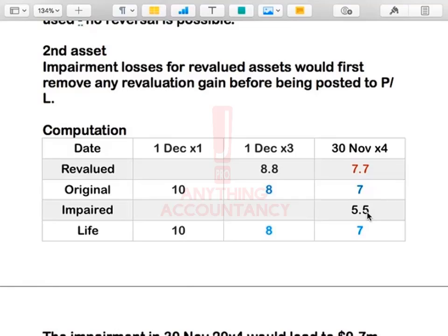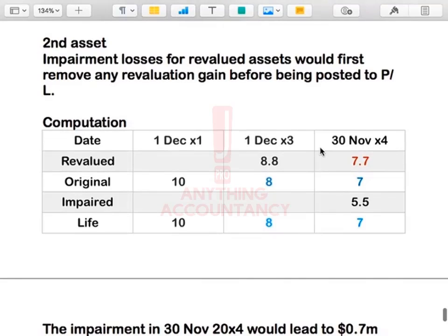The mathematics of it is, you just compare these two. 7.7 to 7. How much is it? 0.7, right? That one goes to reserve. Take out from your reserve. Okay? The difference between 7 to 5.5 is called P&L. Are we okay? So this is one step.